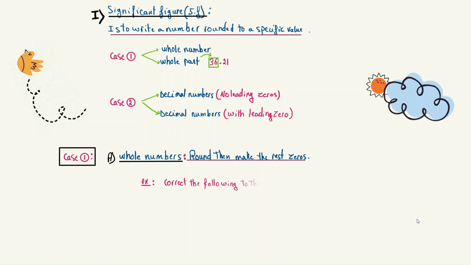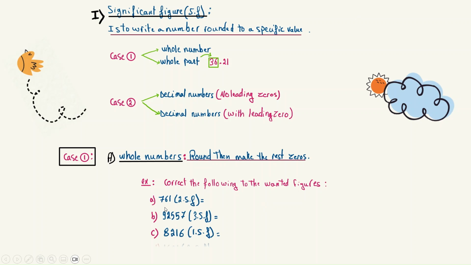As an example, correct the following as indicated in the brackets. Part A, 761, correct it to two significant figures. The second significant figure is 6. This digit is our aim, so we do rounding at 6. Before 6 I have 1, means round off, so we don't add 1. The answer will be 760.